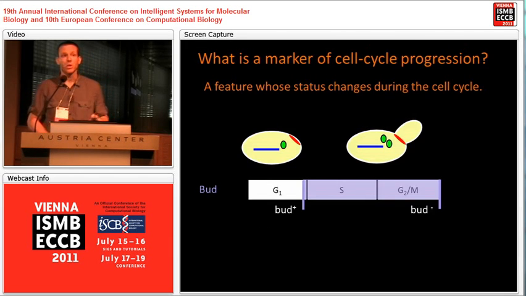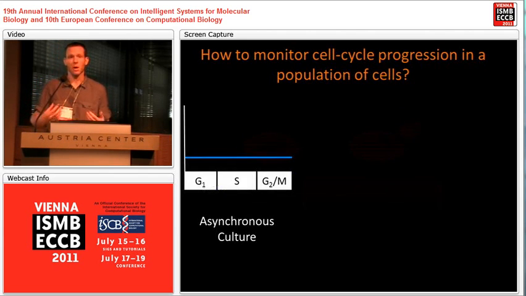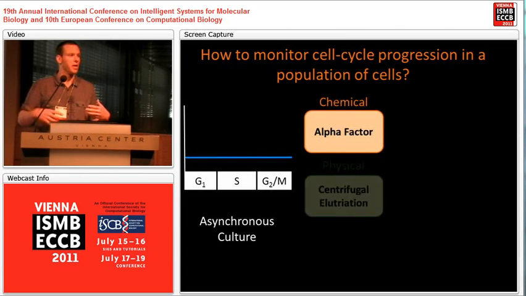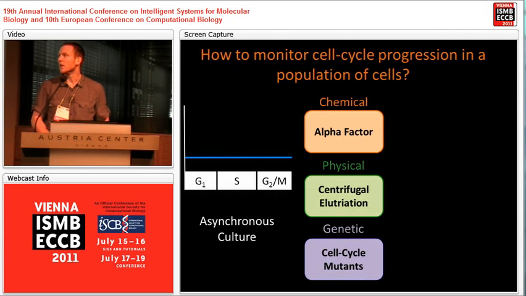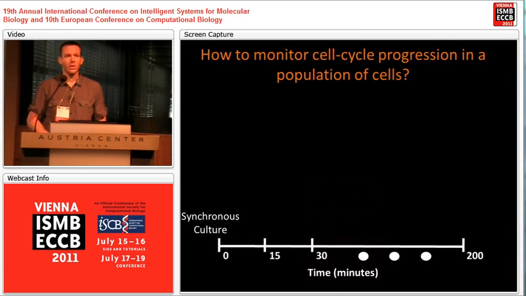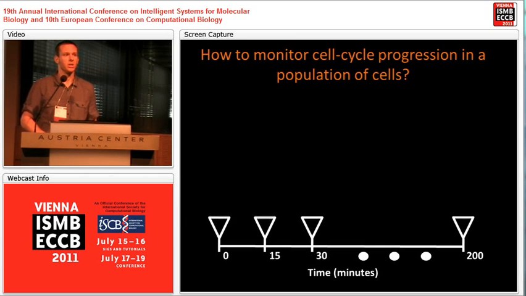So, how can we use these markers to track the process of cell division? One way to do this is with populations of cells. You'd start first with an asynchronous culture, represented here by this blue line as being uniformly distributed over the cell cycle. Then by a variety of means, be they chemical, physical, or genetic, we can amass the cells at a particular point in the cell cycle, producing this synchronous culture. We then take the synchronous culture, release the population into cell division, take samples of the population at intervals in time, and quantify our markers of interest.